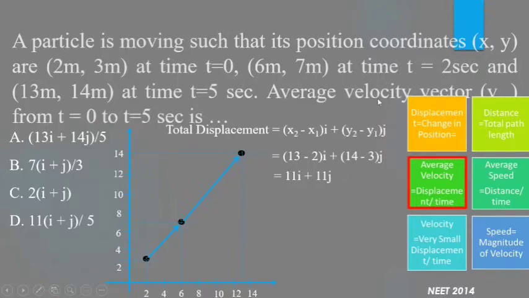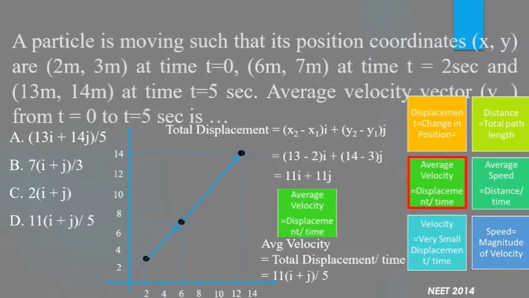We need to find out average velocity. To find out average velocity, definition is this. We will use this definition, and this definition indicates that displacement divided by time. So this is the displacement, time is 5 seconds. So it will give 11 by 5 into bracket i plus j. Here 11 is common from this vector. So option D is correct.